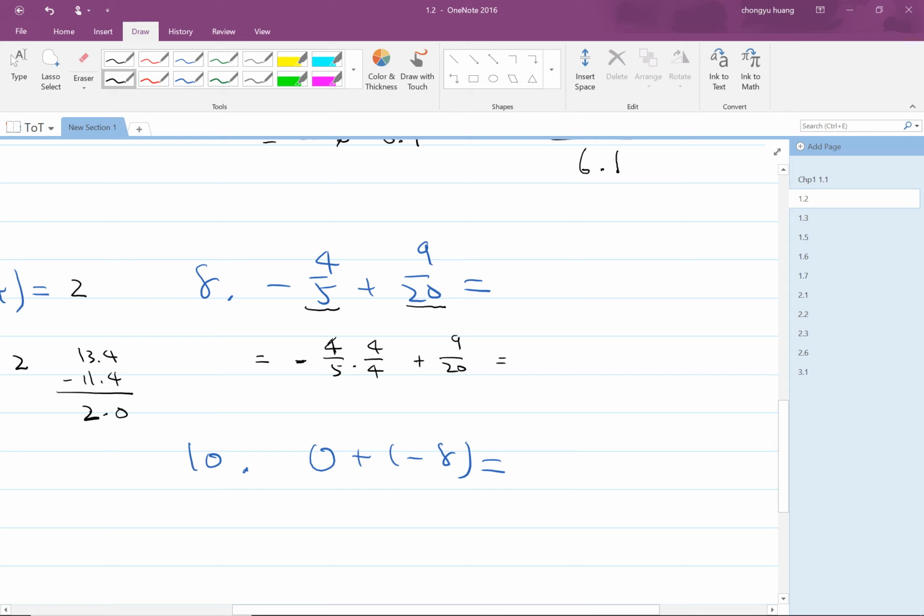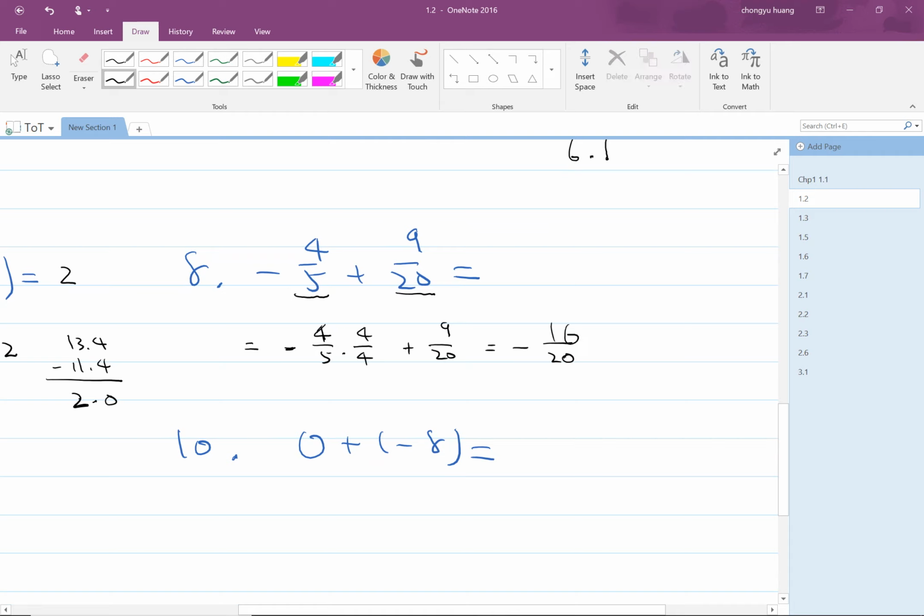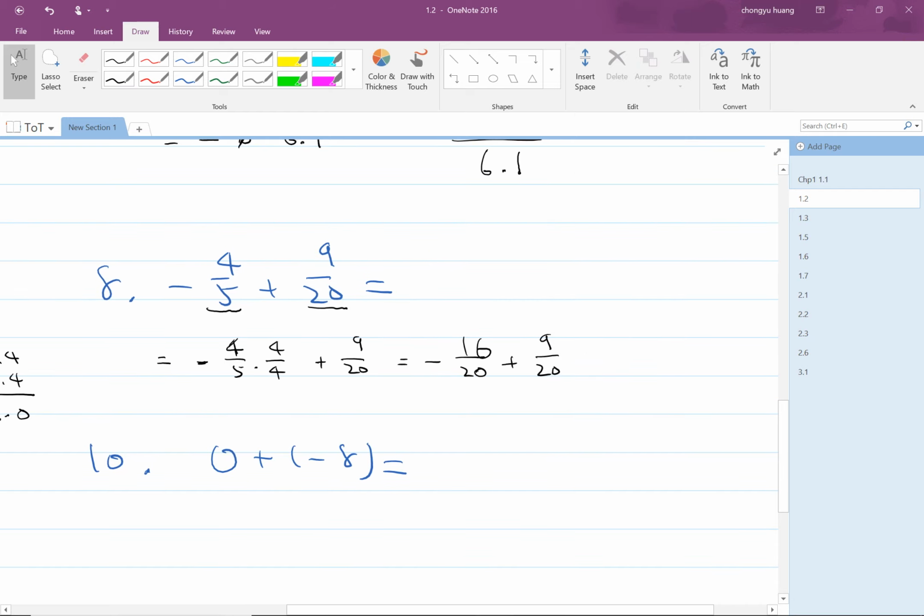The next step is 5 multiplied by 4 is 20, and 4 multiplied by 4 is 16, and then you plus 9 over 20. After that, you can see that negative 16 over 20 is bigger than 9 over 20, and since the bigger one is negative, the result is going to be some negative number.